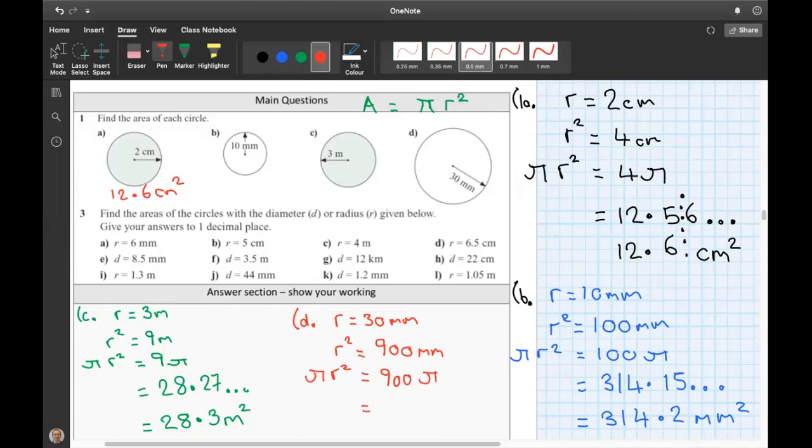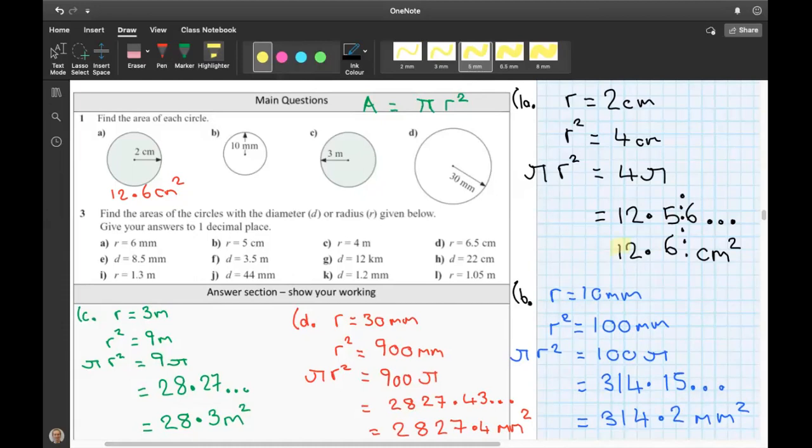Press the SD button and we get 2827.43. Round that to 1 decimal place and we get 2,827.4. It's an area, so it's millimeters squared.